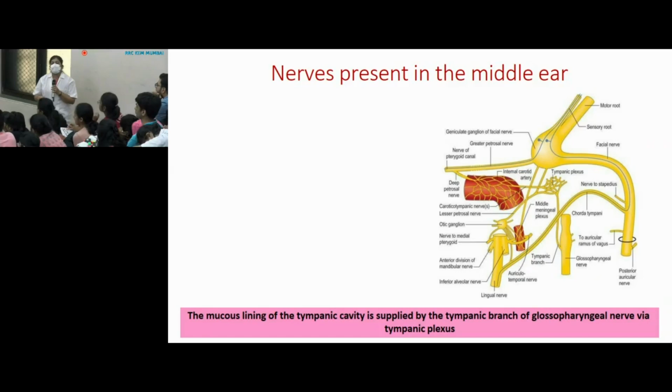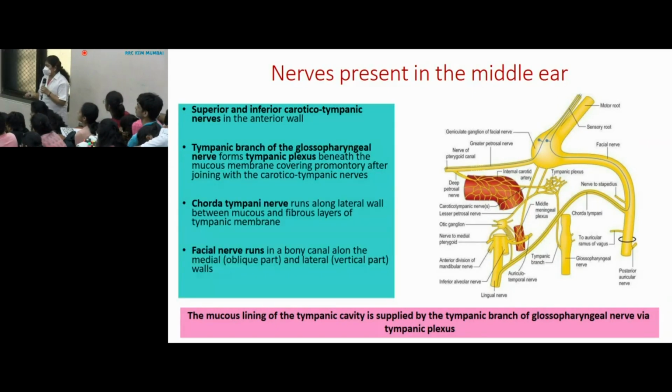Which nerve is related to the inferior wall? Floor. Tympanic branch of the glossopharyngeal nerve. So if you see all the walls of the boundaries of the tympanic cavity, there is one or other nerve which is related to this tympanic cavity. Okay. So these are the nerves related.